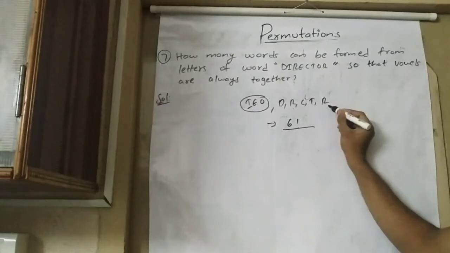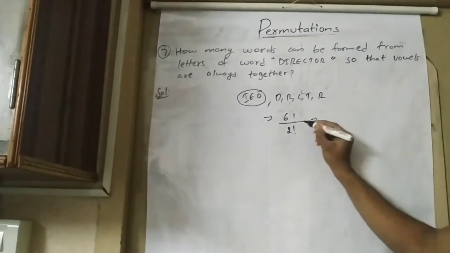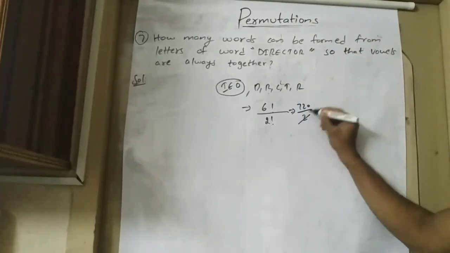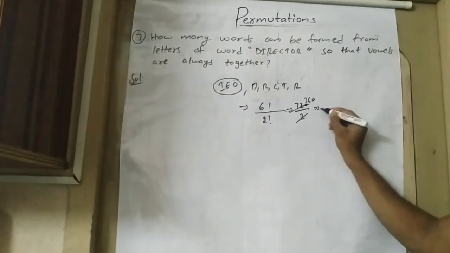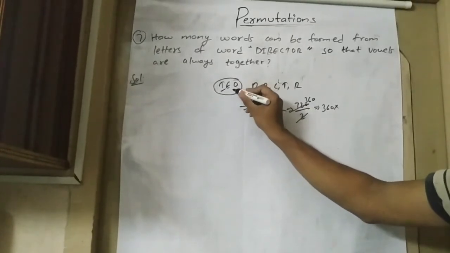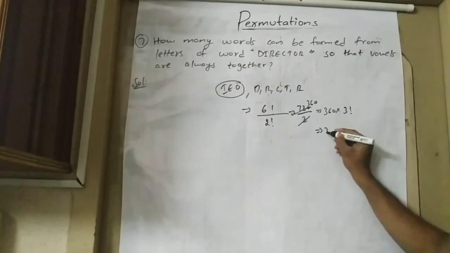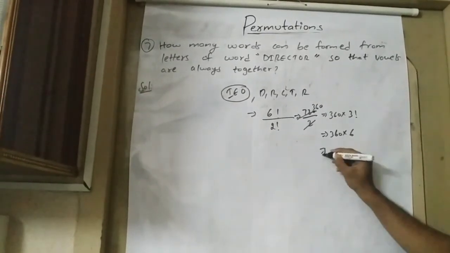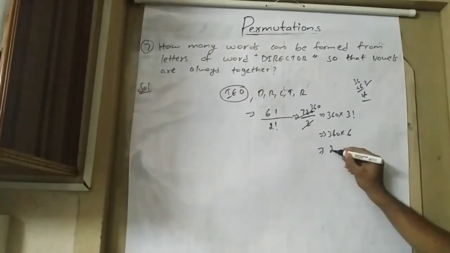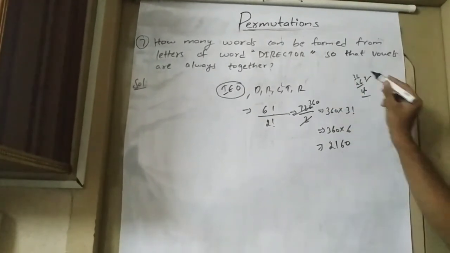But here R got repeated 2 times, so we have to divide by 2 factorial ways. So that is equal to 6 factorial, which means 720 by 2, that is 360 ways. And here I, E, O can be arranged in 3 factorial ways. So 360 into 3 factorial, that is equal to 360 into 6, which is 2160. So 2160 words can be formed.